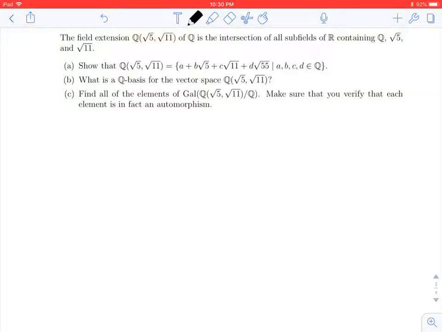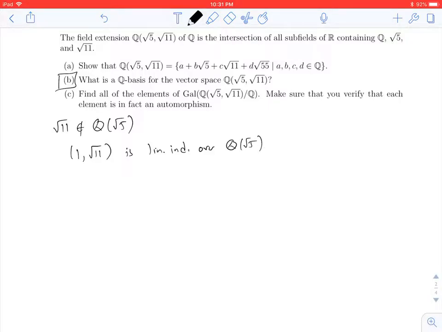Welcome back. In this video, we're going to look at part B of this question, which asks us to find a basis for the vector space Q adjoin root 5 and root 11. In the previous video, we showed that the square root of 11 was not an element of Q adjoin root 5. And so what that tells us is that the list 1, square root of 11 is linearly independent over Q adjoin the square root of 5.